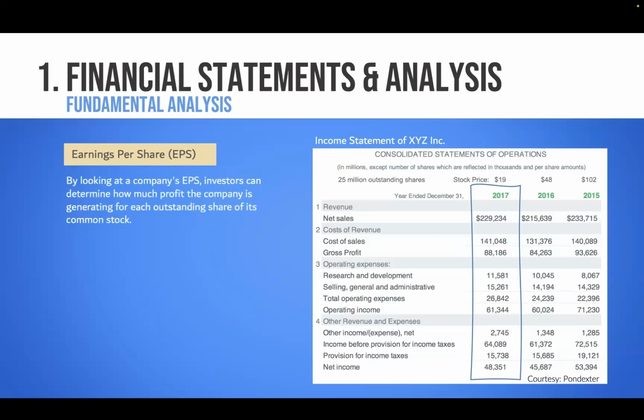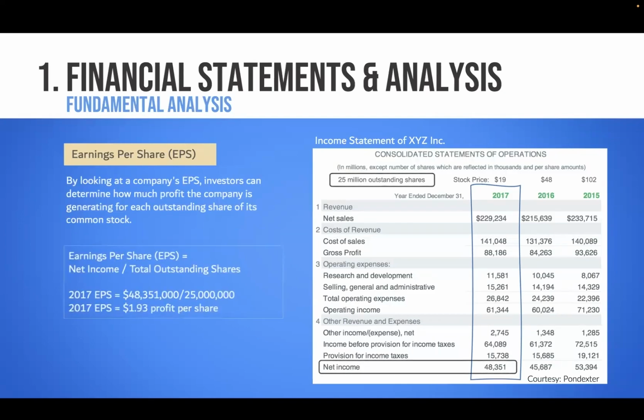So EPS, earnings per share, right? We're looking at the income statement, and if you see on the top, I have 25 million. So this company has 25 million shares out there, total. The profit is $48 million. So if you divide the profit of 48 million by 25 million shares, your profit is $1.93 per share, right?